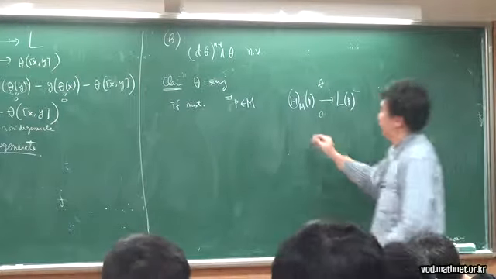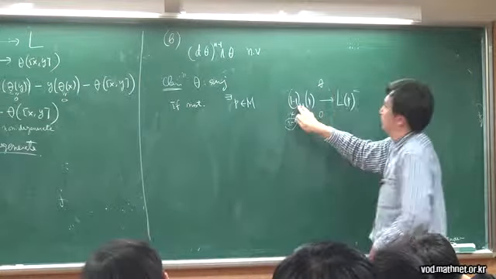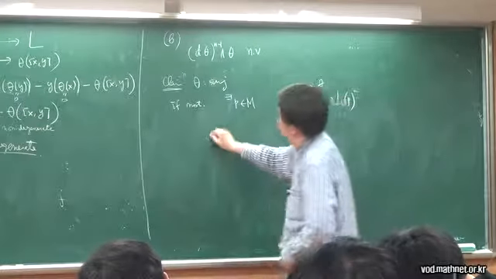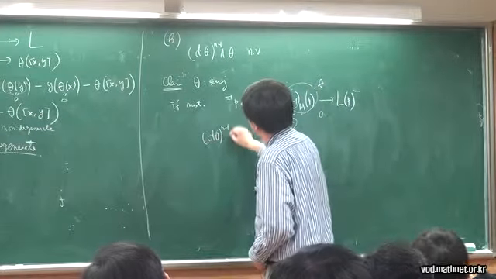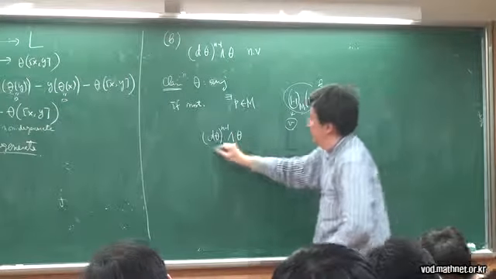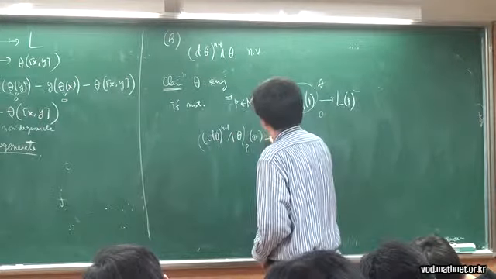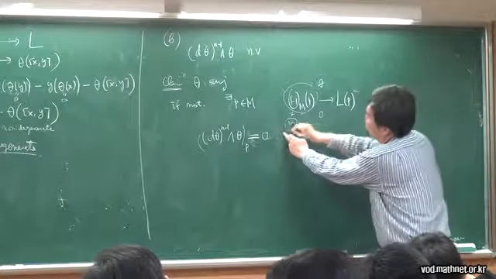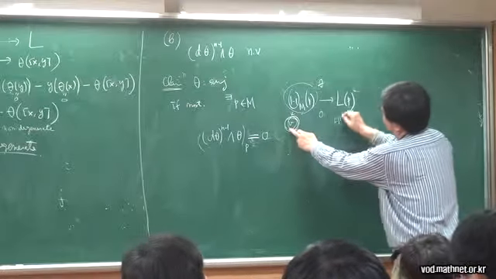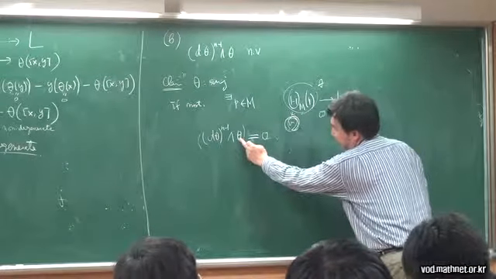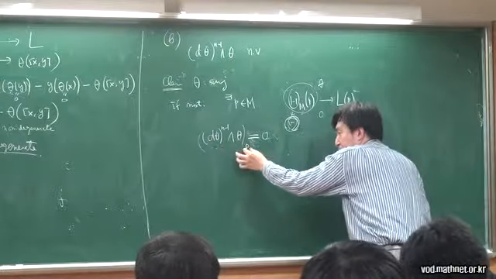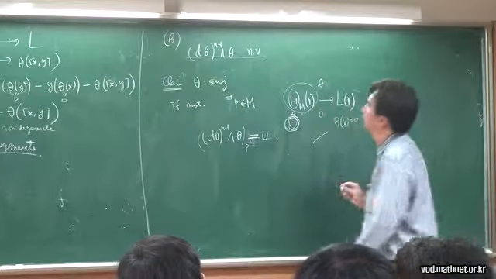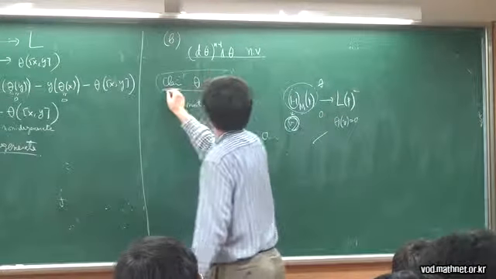And in that case, all elements here go to 0 by theta. So this is 0, because for every v, theta v is 0. So if you restrict this form to p, then it is 0. But this is nowhere vanishing, so we get a contradiction. So theta is surjective. This is the first step.